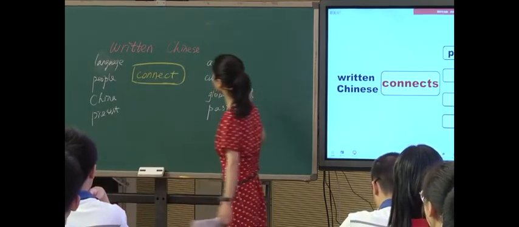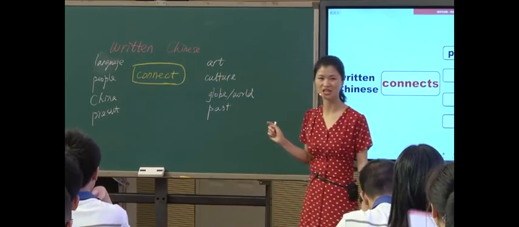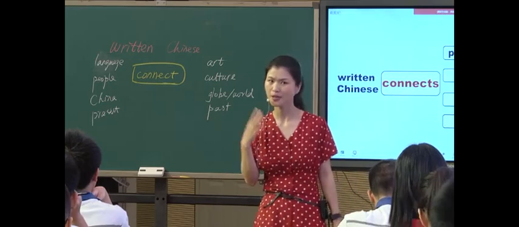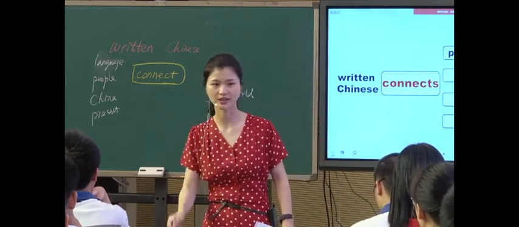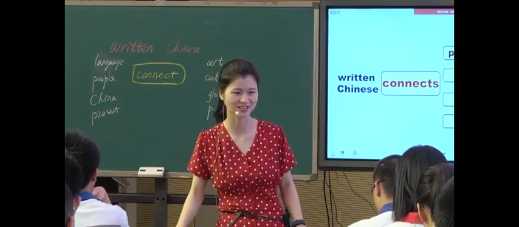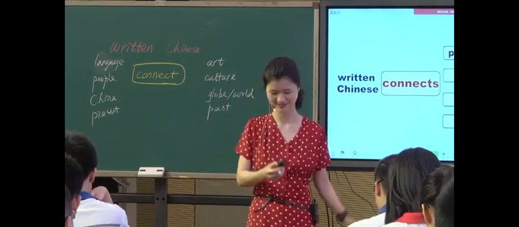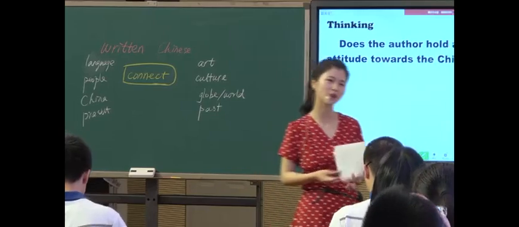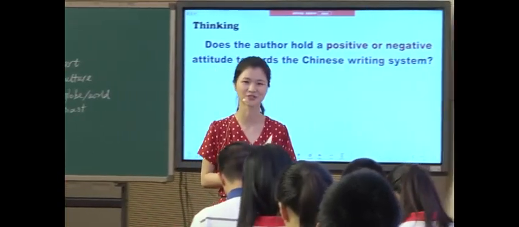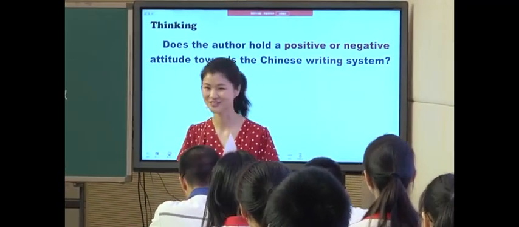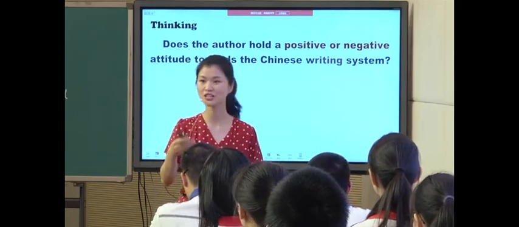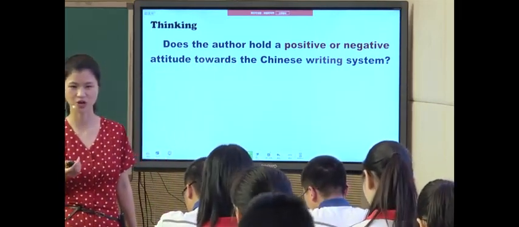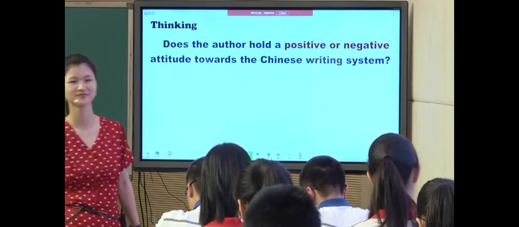We can see that the author mentions the importance of written Chinese from these four different aspects. Think about it. Why does he do that? What could be his attitude? Does the author hold a positive or negative attitude towards written Chinese? Positive indeed. Okay, now let's read the text in 2 minutes. Can you find words or expressions to support you?